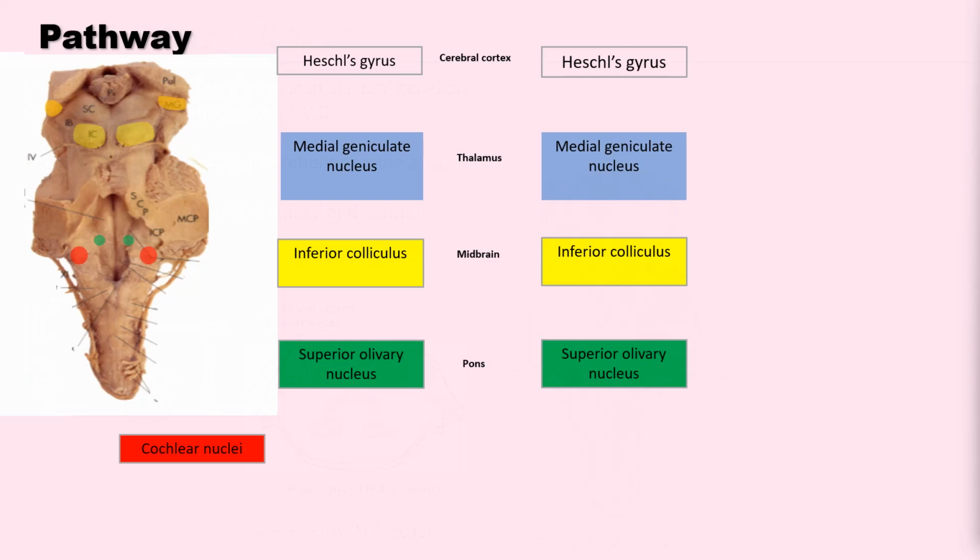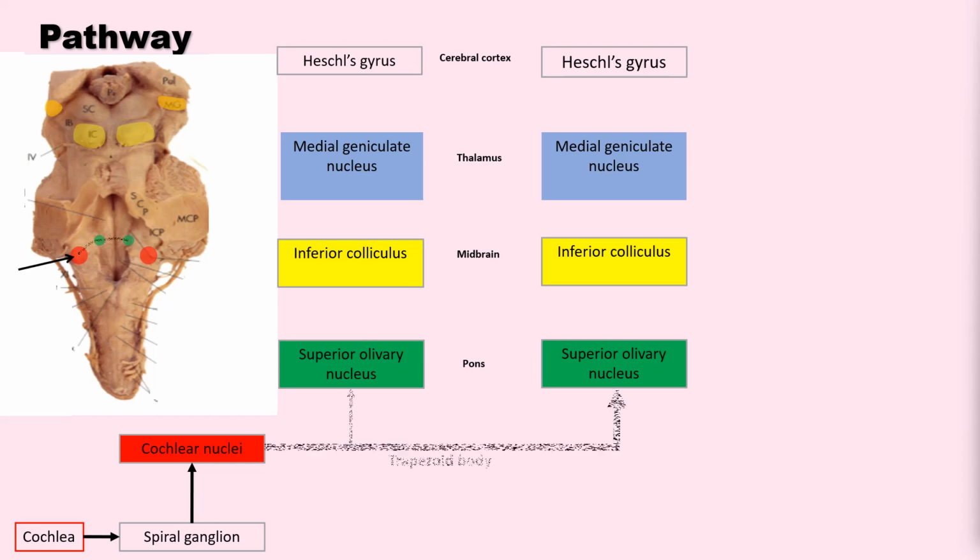Let's focus on a schematic. The pathway is as follows. The cochlear fibres, with their spiral ganglion, transmit the first order neurons to the cochlear nucleus. Here they synapse onto second order neurons. From this, the second order neuron is going to enter a region called the trapezoid body.